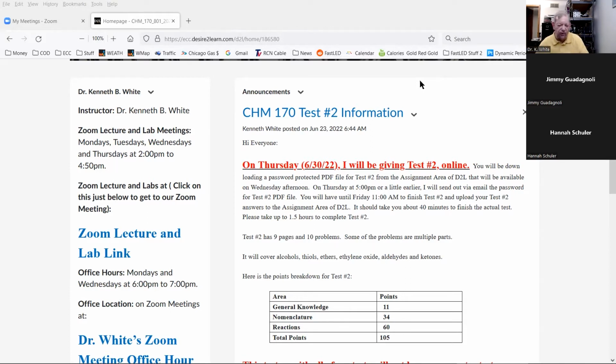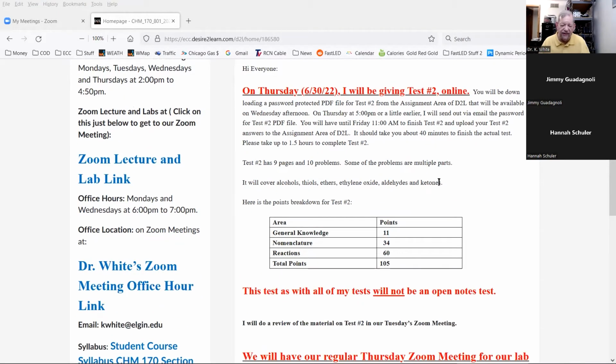Now, test number 2 has 9 pages, 10 problems. Some of the problems are multiple part A, B, C, and D. However, I have never and never will give a multiple choice question in this course. It will cover alcohols, thiols, and ethers, ethylene oxide reactions, and aldehydes and ketones, which I should finish today, well in advance of test number 2.